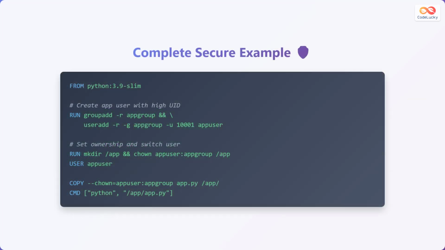Here is a complete example of how to create a secure Dockerfile. Start with the base image, for example, Python version 3.9 Slim. Then, create an app user with a high user identification. For example, groupadd --system app-group and useradd --system --gid app-group --uid 10001 app-user. Then set the ownership and switch the user. For example, mkdir /app and chown app-user:app-group /app. USER app-user. COPY --chown=app-user:app-group app.py /app. Finally, specify the command to run the application.